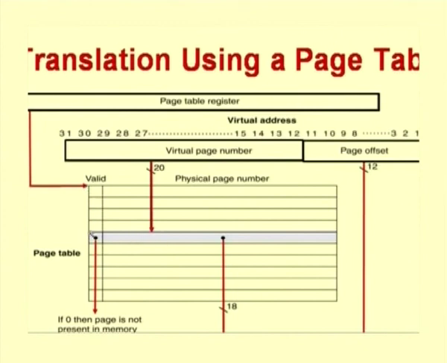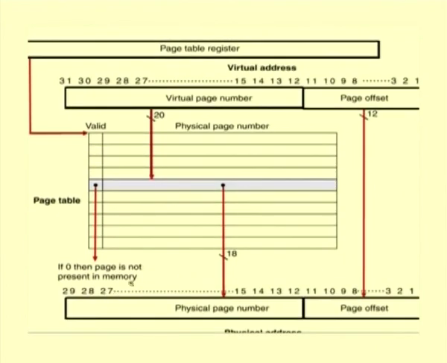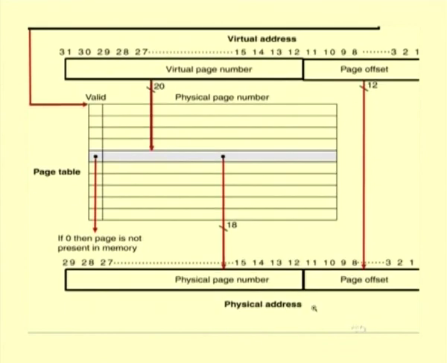You can see that there is a valid bit along with the page number. If this valid bit is 0, it indicates that it is not present in main memory. If it is 1, then it is a hit. Then this address is pointing to the physical page number, so I can construct my physical address by concatenating the physical page number with the page offset.